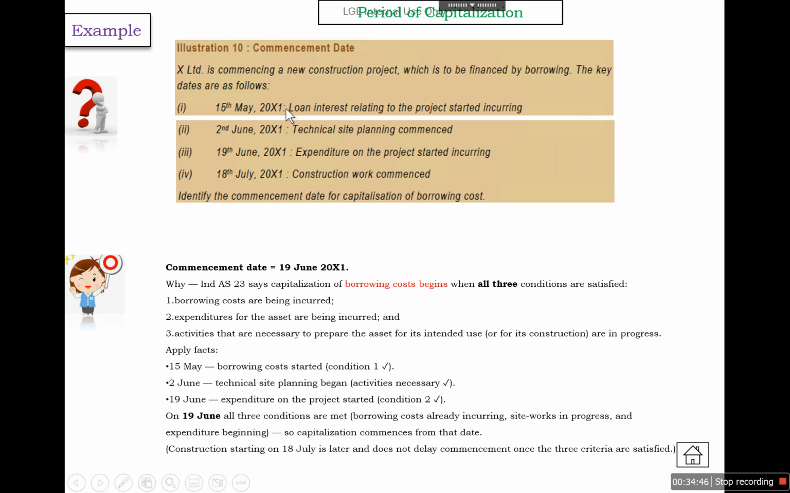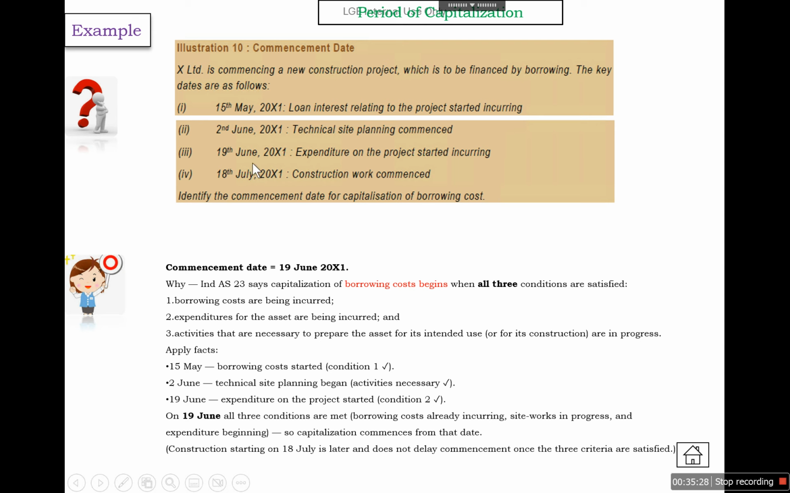In respect of 2nd June, X1, technical site planning commenced. So again, let's check three conditions. Is the money being spent on the qualifying asset? No, because till 2nd June, we have not spent any money. So this first condition is not fulfilled. Second condition: borrowing cost started accruing. Yes, it has. Construction or production activity is activated? No. So only one condition is satisfied on 2nd June X1 also. For starting capitalization of borrowing cost, all three conditions should be fulfilled. So here we cannot start capitalization of borrowing cost.